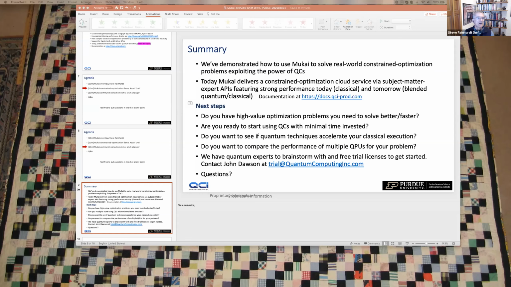So if you want to follow up, we'd be happy to talk more about how to map a particular problem effectively to Mukai and see what results we get, that kind of thing. Okay, thank you. So the interface that you're using is Python. I mean, that's the interface that whoever uses Mukai will face, Python. Yes. Okay.